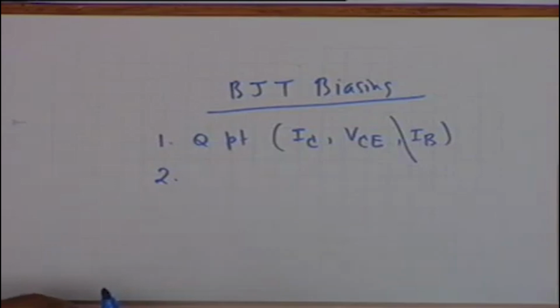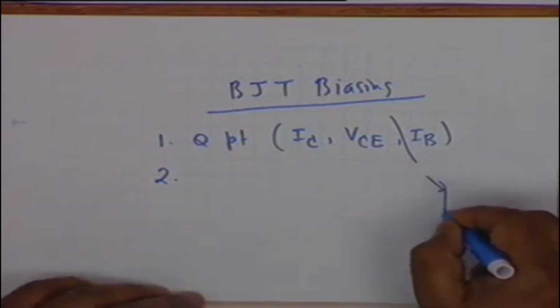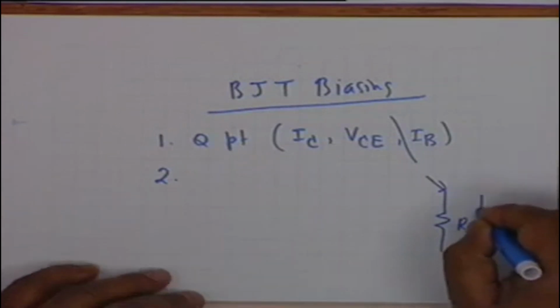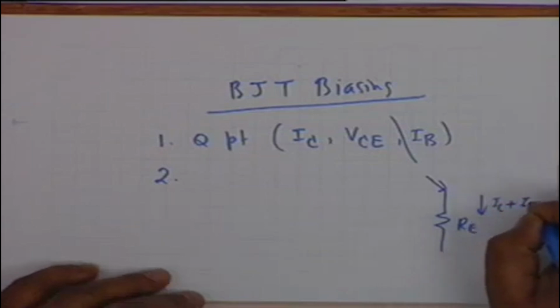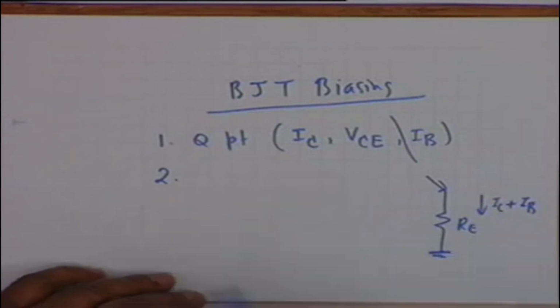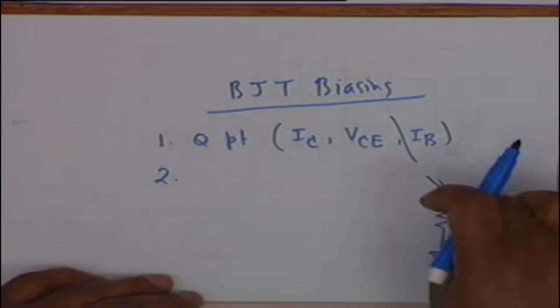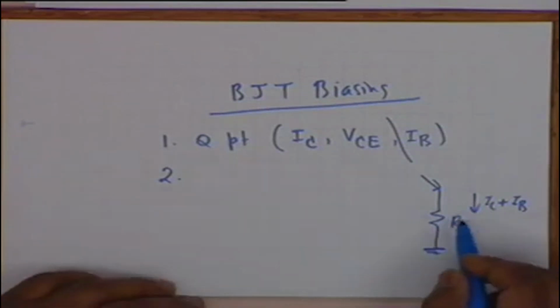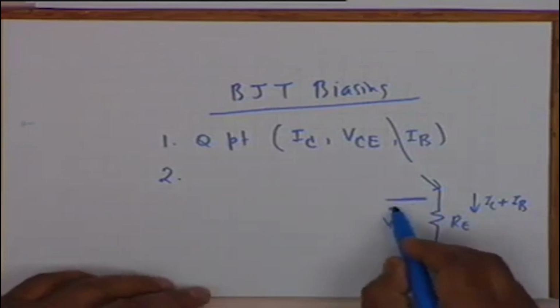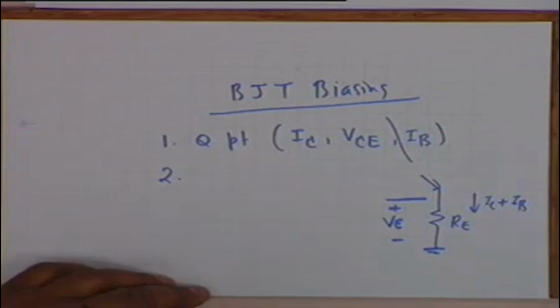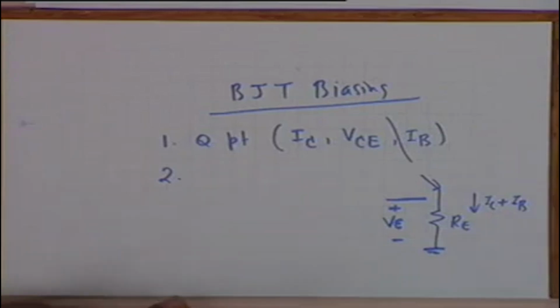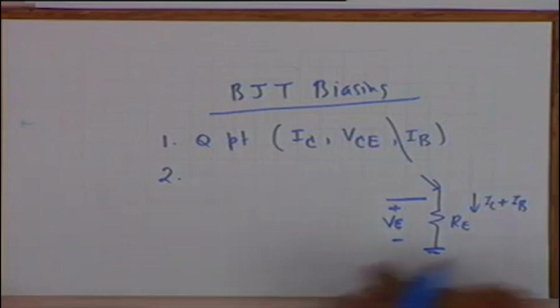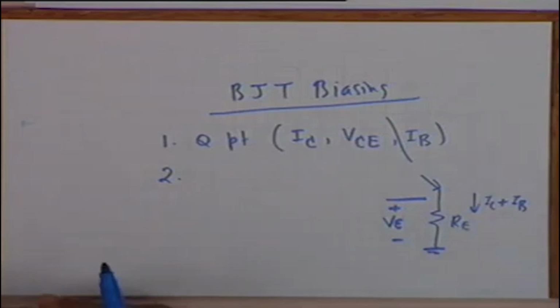Next, you have to go to the emitter. You recall that the emitter has a resistance Re, and the current through this is I sub C plus I sub B. If Re is given, then of course you know what the drop across this is. If Re is not given, as is usually the case, you arbitrarily assume a value for VE. Suppose your power supply is, let's say, 12 volt.